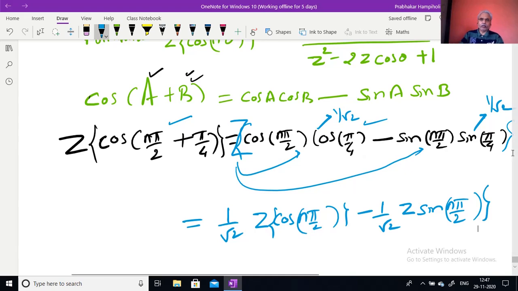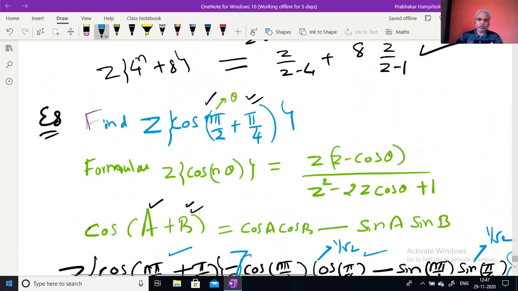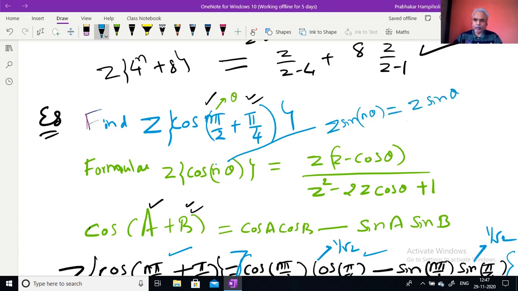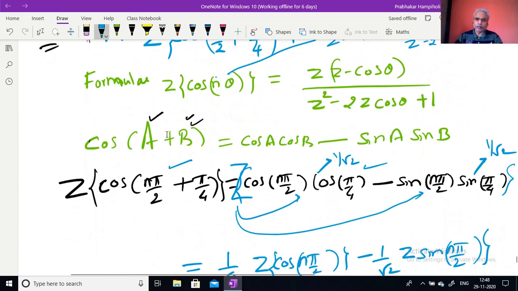So we also have to recall the Z transformation of sin nθ. Can you recall it? The denominator is the same: Z sin θ divided by the same denominator, Z² − 2Z cos θ + 1. Now using these two formulas, wherever θ is there, π/2, π/2, π/2, you have to go on writing, because nθ, this is θ.